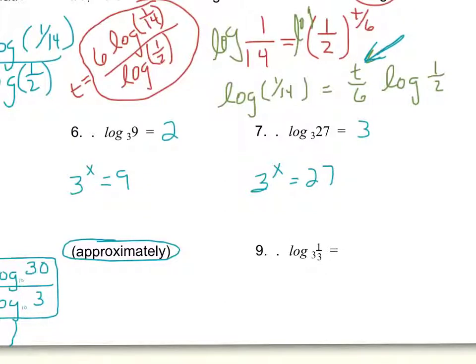Number 9 is asking 3 to what power gives me 1/3. Some of us may know this off the top of our head, but I would certainly not mind if you said, well, 1/3 is the same as 3 to the negative 1, and now that the bases are the same, we can see the exponent needs to be a negative 1.